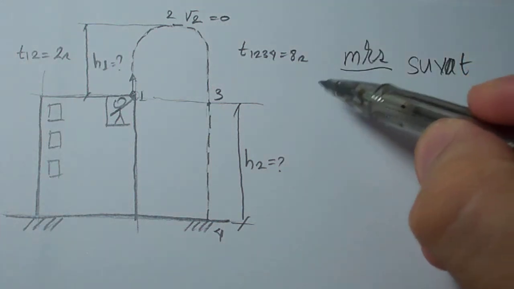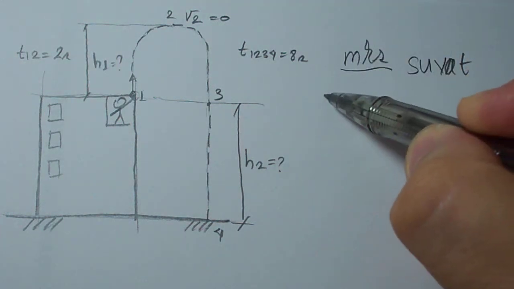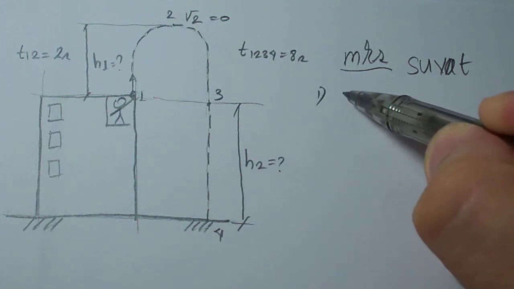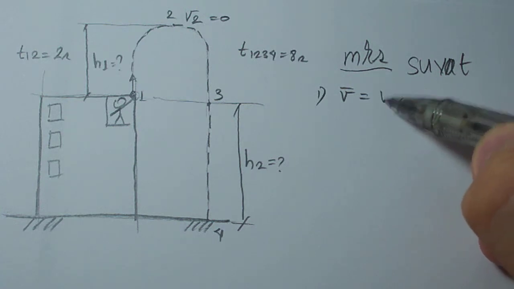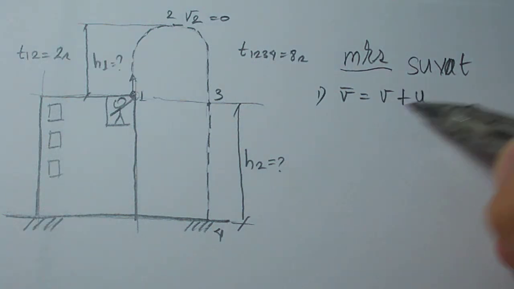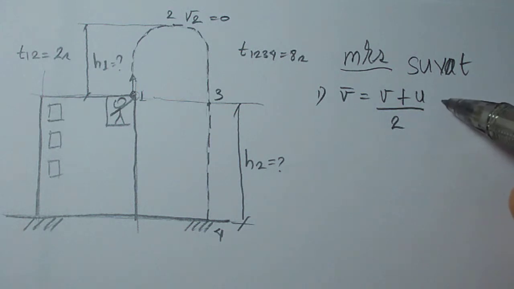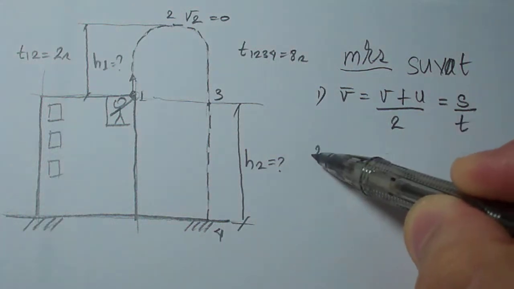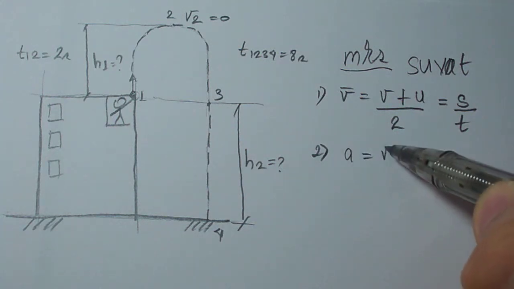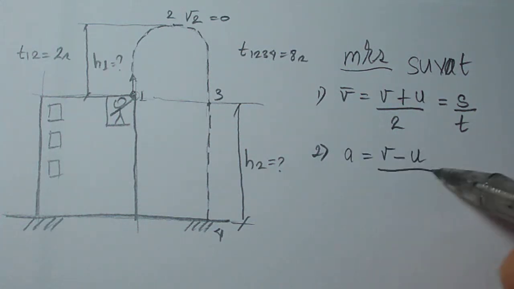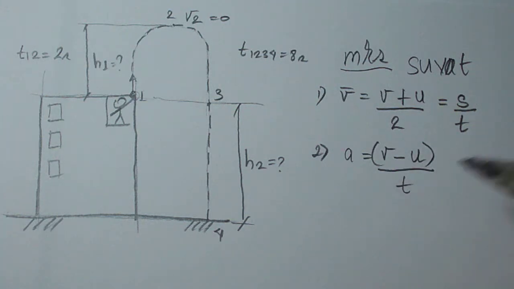Now the SUVAT equations are as follows. First, we have the definition of average velocity, which is simply the final velocity plus the initial velocity, divided by 2. This can be equated to that of the displacement per unit time. The second one is the definition of acceleration, which is just the final velocity minus the initial velocity, otherwise known as the change in velocity per unit time.